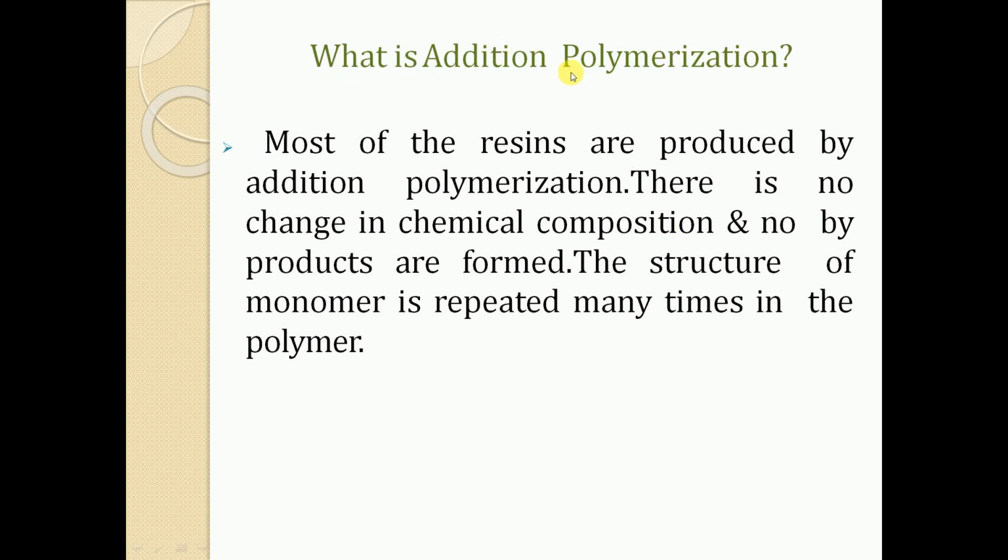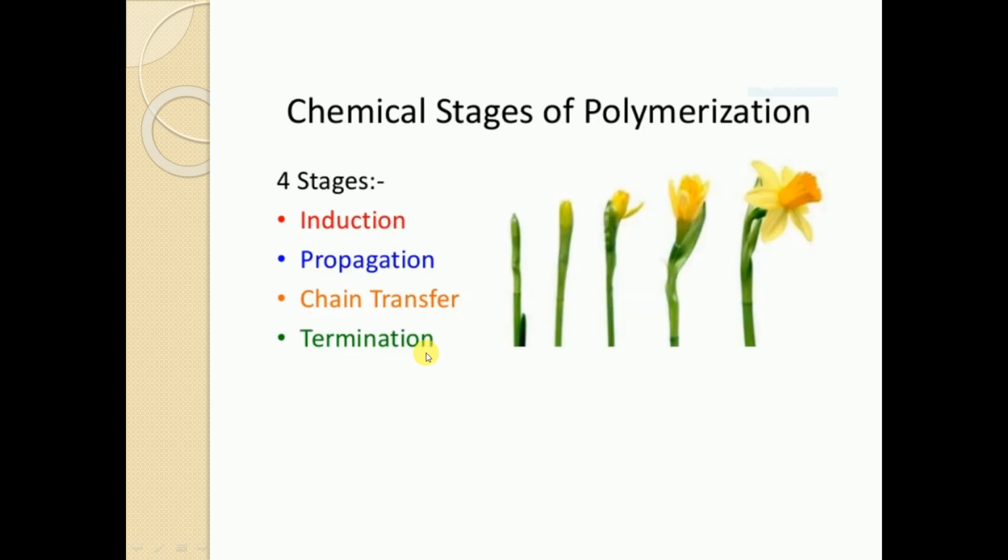So what is addition polymerization? I have already told you that when similar molecules are combined, it leads to the formation of addition polymerization. Most of the resins are produced by addition polymerization. There is no change in the chemical composition and no byproduct is formed. As I have already told you, the structure of the monomer is repeated many times in the polymer.